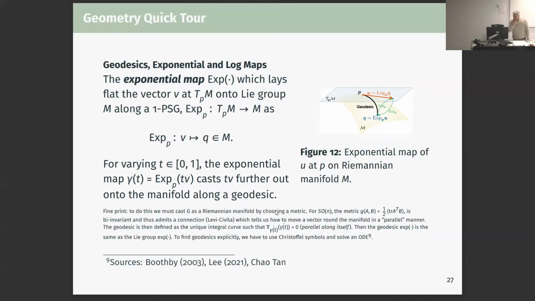Okay. So this is kind of at the crux of one of the models we developed. There's something called an exponential, which takes vectors on the tangent space and kind of lays them flat onto the manifold. There's something that Beatrice alluded to earlier, she was working with.